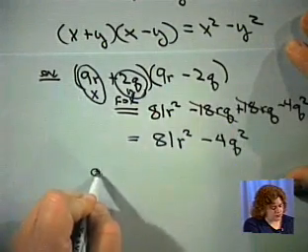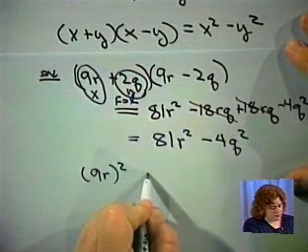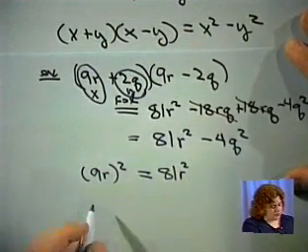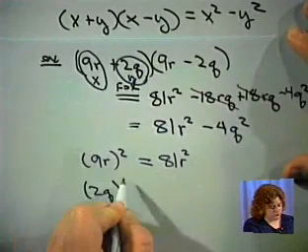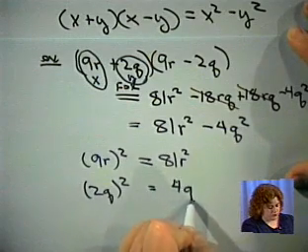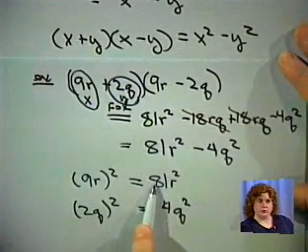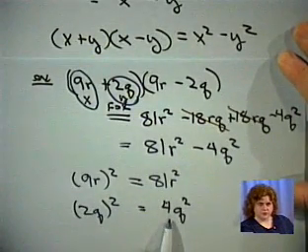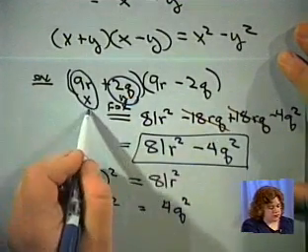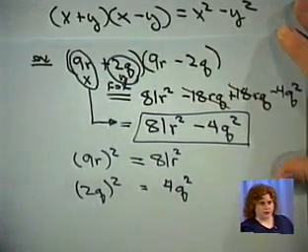Here, if I take 9r and I square it, I will get 81r squared. If I take the 2q and I square it, I will get a 4q squared. This pattern suggests I just write down the 81r squared and subtract the 4q squared. And that's indeed how our answer worked out. So you can skip that whole FOIL process and go directly to that answer if you like the pattern.